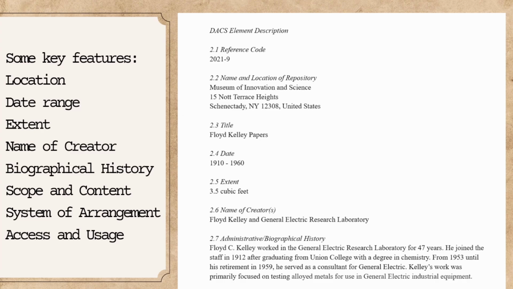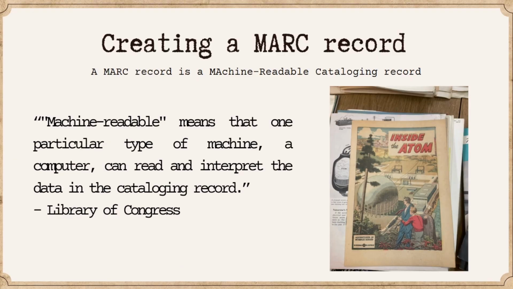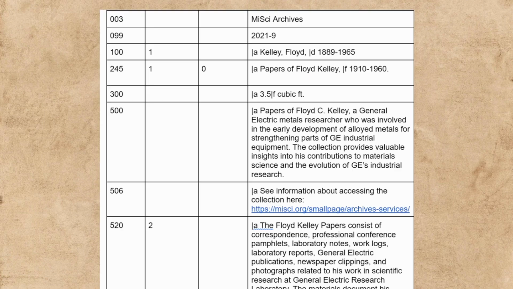All of these things provide an important overview at a quick glance about items within the collection and how to access them. The next step of the processing project was creating a MARC record. A MARC record is a machine-readable cataloging record. Machine-readable means that one particular type of machine, a computer, can read and interpret the data in the cataloging record. So this just makes the information from the finding aid more accessible for digital usage. This is an example of my MARC record that I filled out.